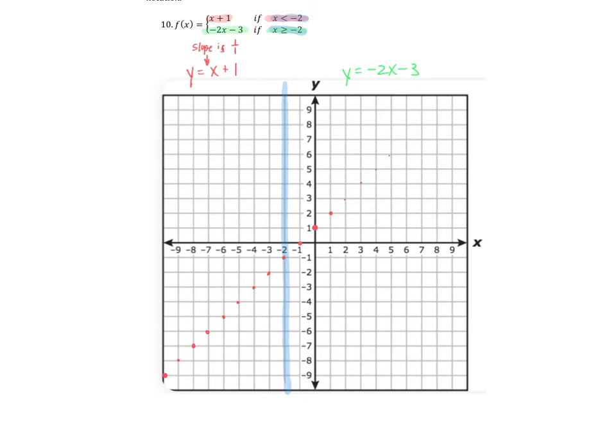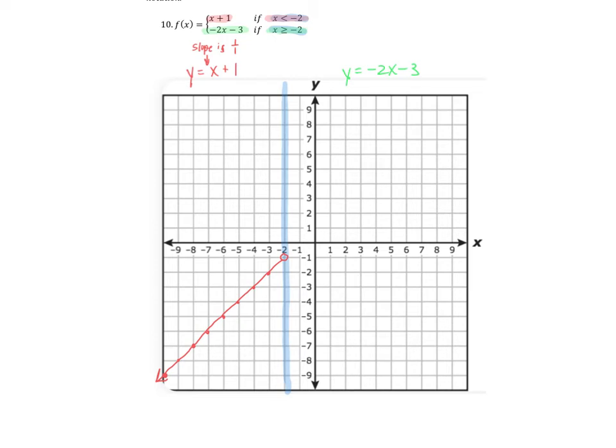And then I want to connect those into a line. Now, the key here is to remember that it said x is less than -2. That means it's not going to be included on the -2 part. Okay. So I want to erase all the red dots on the right side of the blue line. I want to make this be an open circle. And then I want to connect these into as straight of a line as I can get here. And that is the red part. That is the first equation in the piecewise defined function.